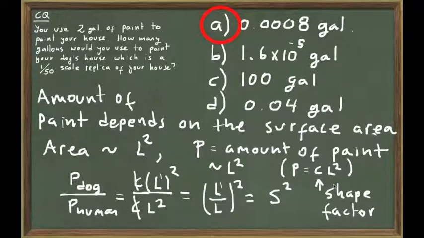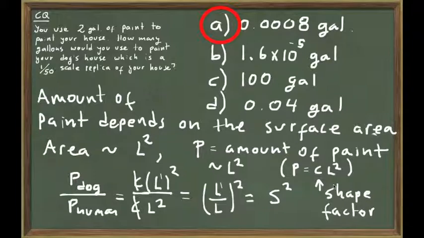Okay? So what is the ratio of the linear dimensions in this problem? The house size, any linear dimension, is S multiplied by the linear dimension of the real house, right? So your scale factor is 1/50, right? The dog's house is smaller than the human house. So that means that the ratio of those two amounts of paint should go like the scale factor to the second power, right? So there you have it.